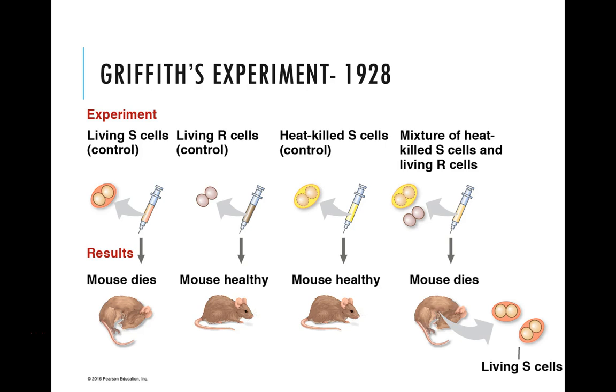But then he decided to mix the cells together. And he found that if he mixed the heat-killed cells with the living cells, the mouse would die. And from those mice, he found living S cells, so the cells that originally killed the mice that contained the pneumonia bacteria. So this told him that there was some sort of factor that could be passed from those dead cells to the living cells.